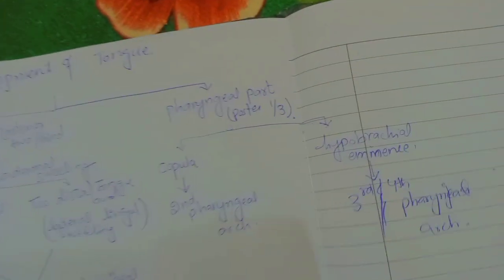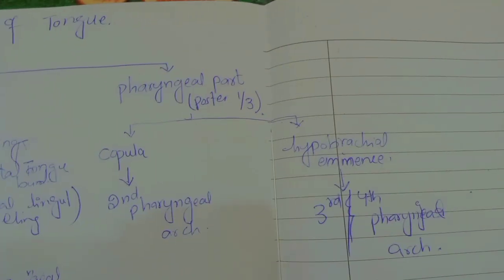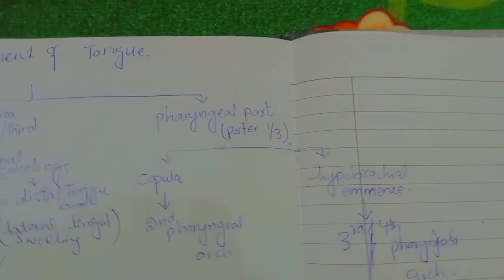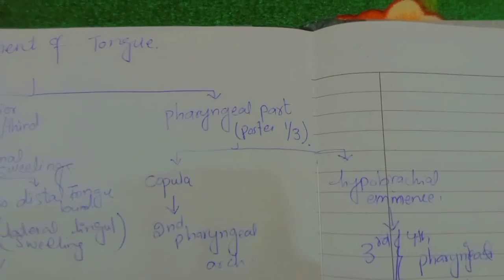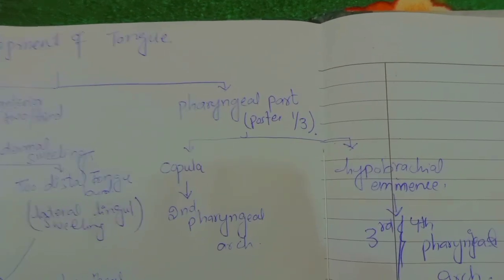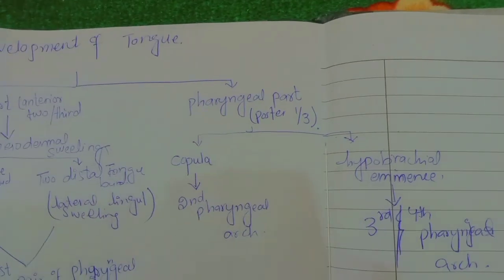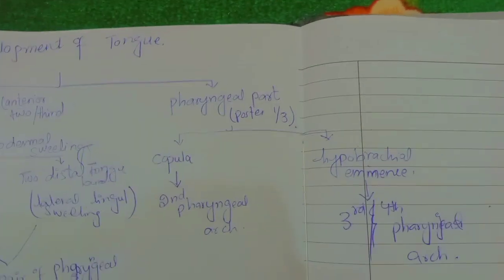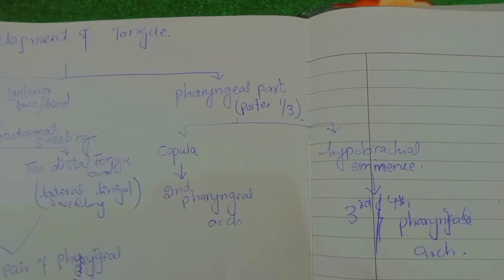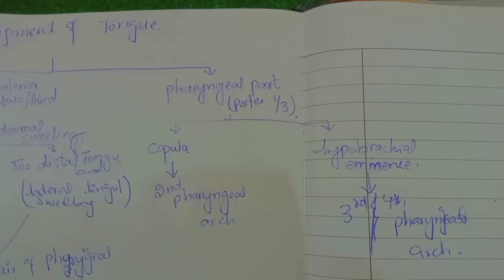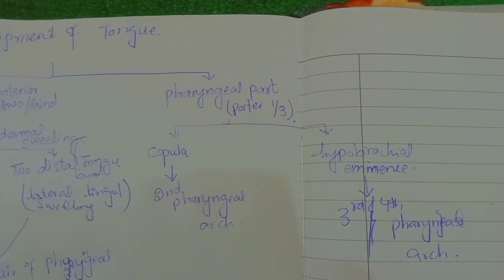Now we discuss the pharyngeal part of the tongue which gives rise to the posterior 1/3 of the tongue. So it is also developed by two mesodermal swellings. One is copula, which is formed by the second pharyngeal arch, and the other is hypobranchial eminence, which is formed by the third and fourth pharyngeal arches.